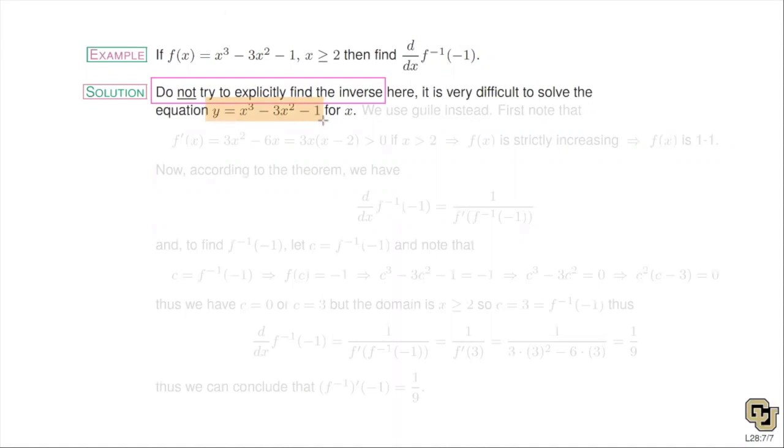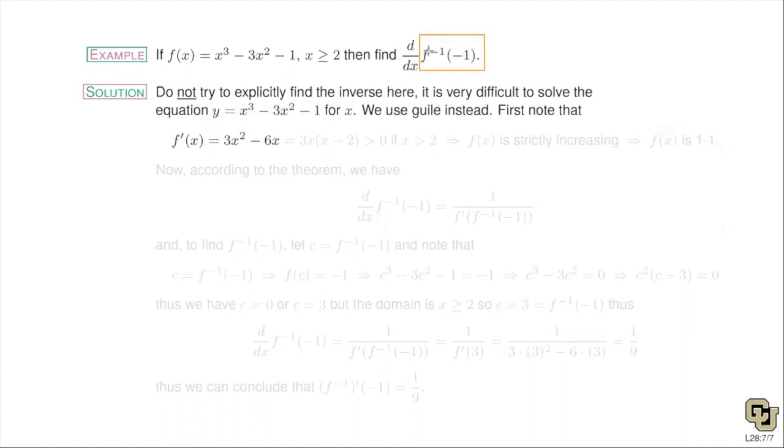solve that for x. So the thing not to do is to try and find the inverse, take its derivative, and plug in -1. In theory, that's correct. In practice, that's not going to be very practical. So here we're going to use the theorem instead. For the theorem, I need two things. I need the derivative of the function, and I need to figure out what f inverse of -1 is.